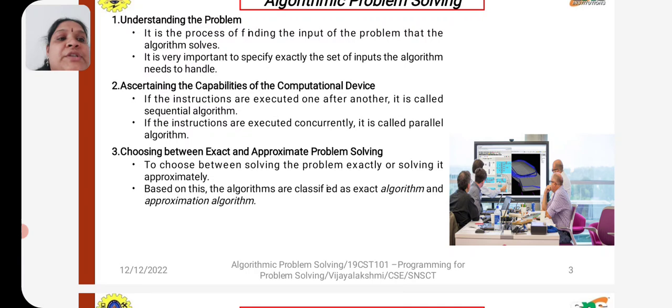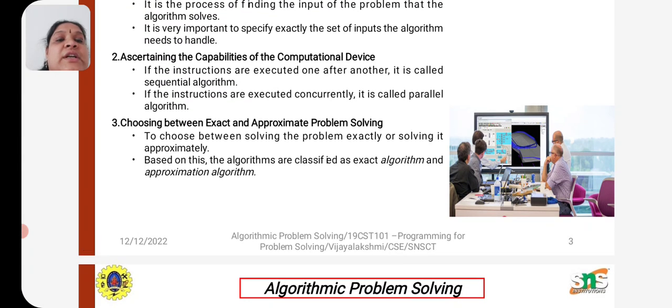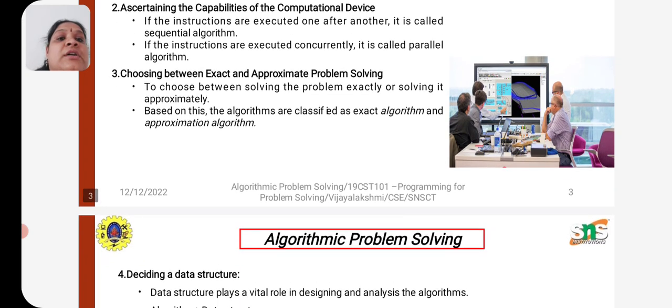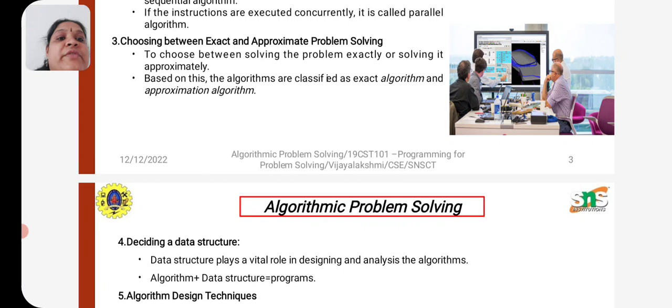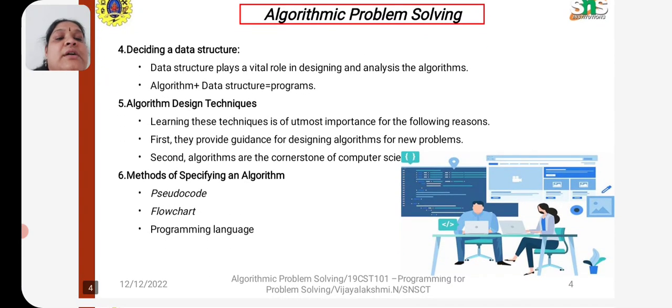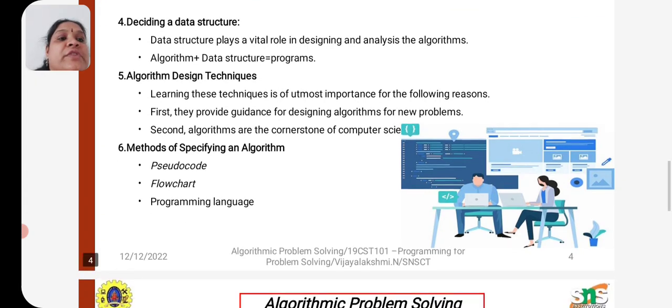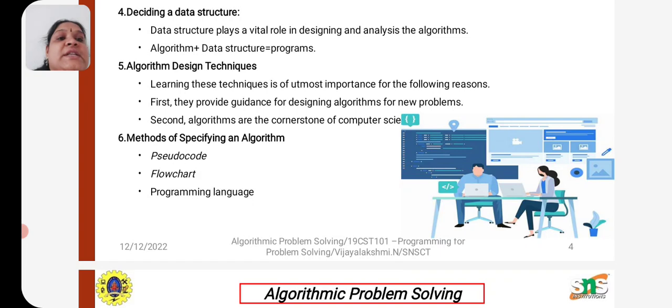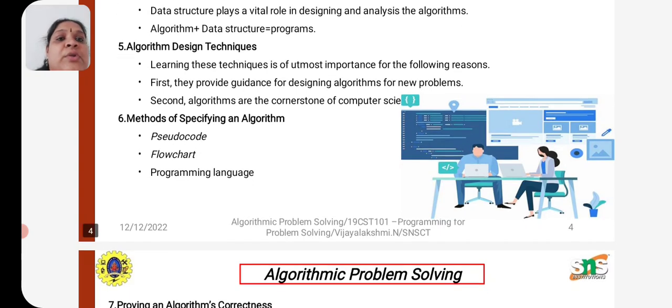here, what are the computational device we are going to use, whether it is a sequential process or a parallel algorithm, and choosing between exact and approximate problem solving. To choose between solving the problem exactly or solving it approximately, classified as exact algorithm and approximation algorithm, and we just need to decide on the data structure, which plays a major role in designing and analysis of an algorithm, plus data structure, which will give you the program.